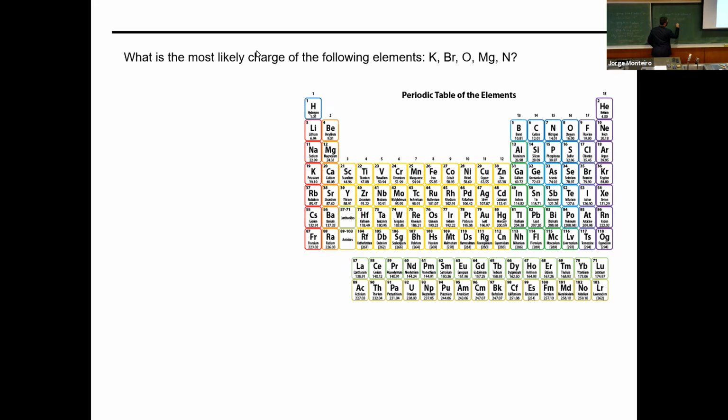The magnitude of the charge is exactly equal to the number of electrons that were gained or lost. Okay, so that's the way to figure out if electrons are going to be gained or lost. That will reflect in the charge of the element. And remember, we are trying to mimic the noble gas configuration.